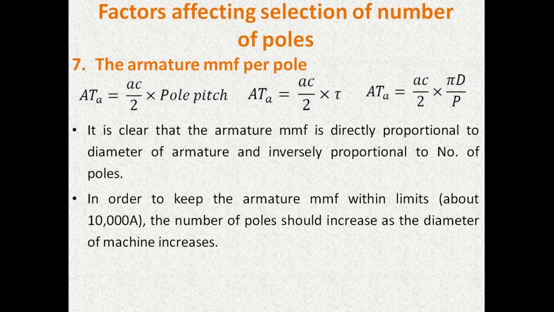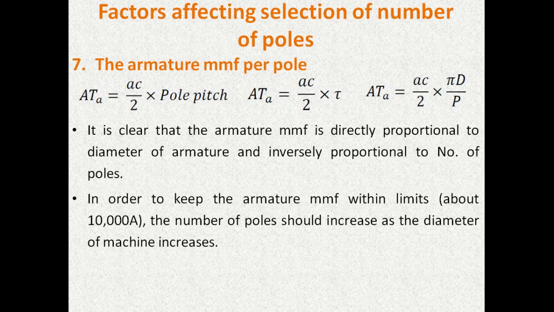Next factor determining the choice of number of poles is the armature MMF per pole. The armature MMF per pole is given by AC by 2 into pole pitch, where AC is the specific electric loading. From this relation, it's very clear that the armature MMF per pole is inversely proportional to the number of poles. So with a smaller number of poles, the armature MMF per pole is very large. This results in distortion of the field and hence a reduction in flux under load conditions, due to the effect of armature reaction.